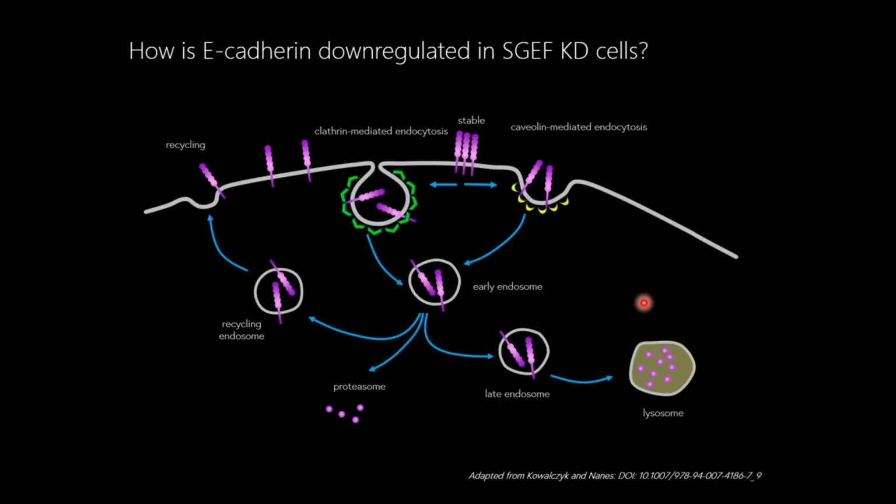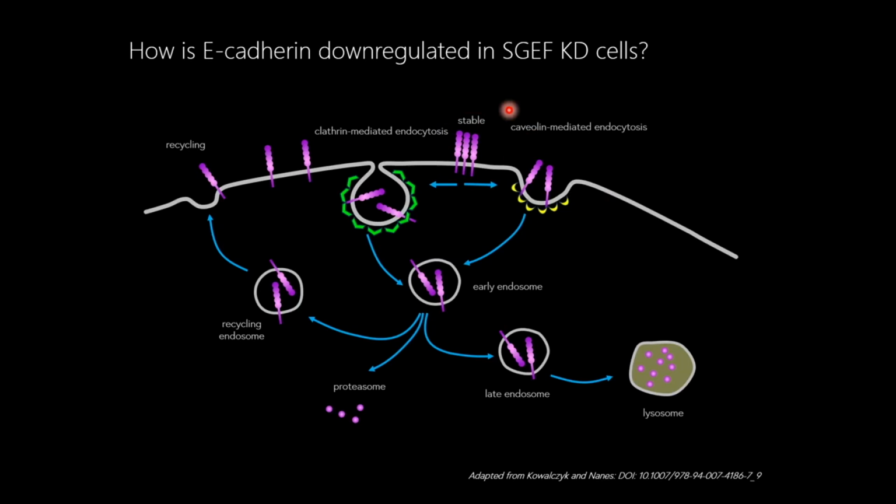Now, how is E-cadherin downregulated in these cells? I told you that we need the SGEF, and I told you that we need the activity. I also told you that E-cadherin is so important for cancer progression that there are hundreds and hundreds of papers on E-cadherin downregulation, and people have found that there are many different ways to downregulate E-cadherin activity. And this cartoon summarizes some of these studies.